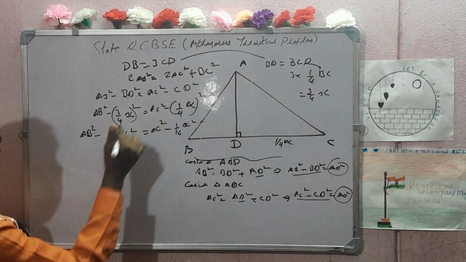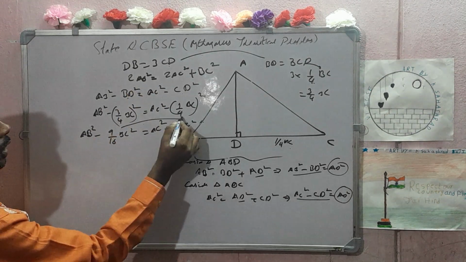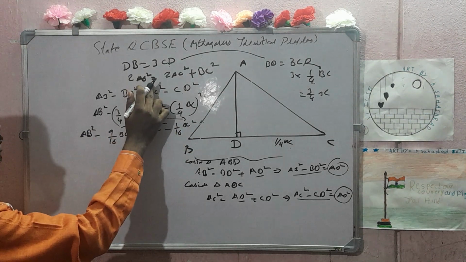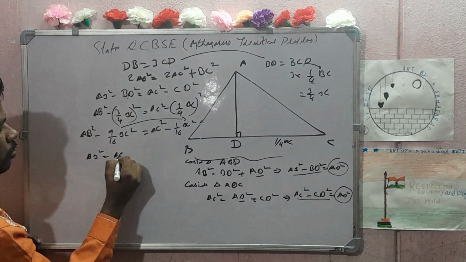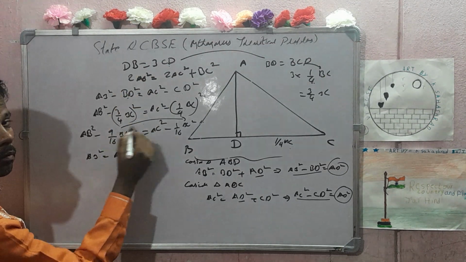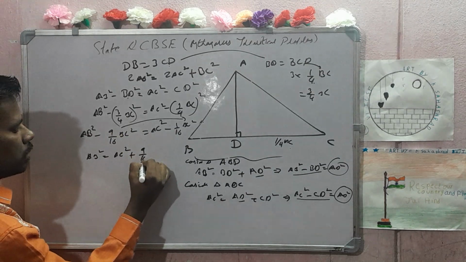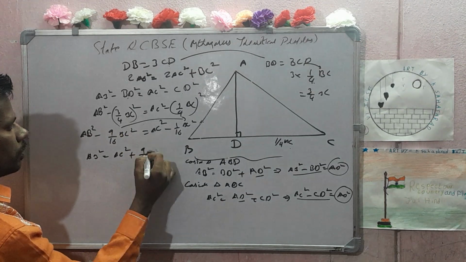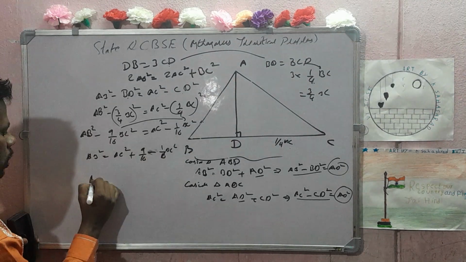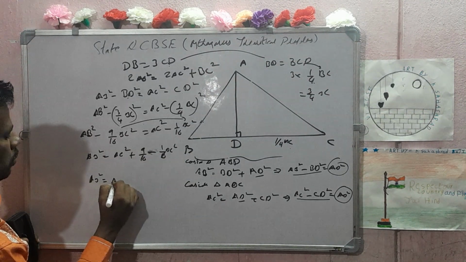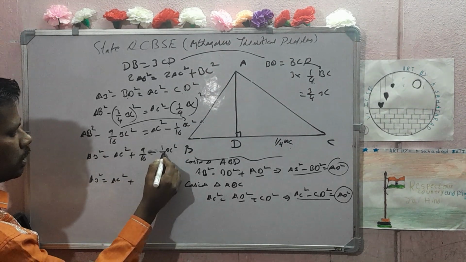Now bring this to that side, right? Because keep in mind what you have to do. 2AB square. AB square is equal to AC square plus 9 minus 9/16, can be written as plus 9/16 minus 1/16 BC square, right? So AB square is equal to AC square plus 16 and 6.